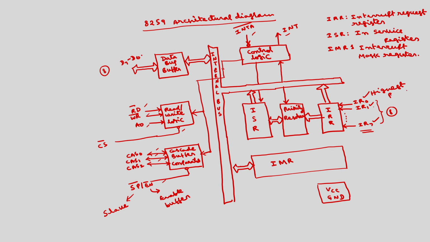in the case of the normal process. There is also a process called rotating priority, where we can program the priority of IR0 to IR7. In the normal case, this is the highest priority and this is the lowest priority. So, the signals received through IR0 to IR7 will be resolved and assigned some priority, then the one which has to be processed is given to the ISR.